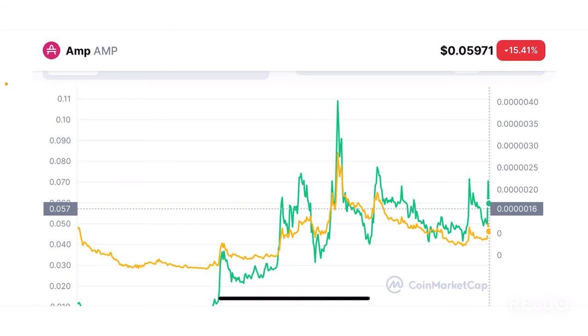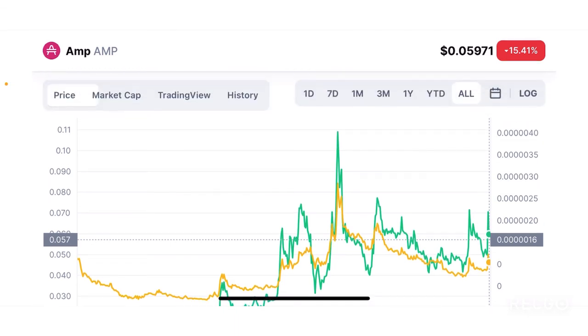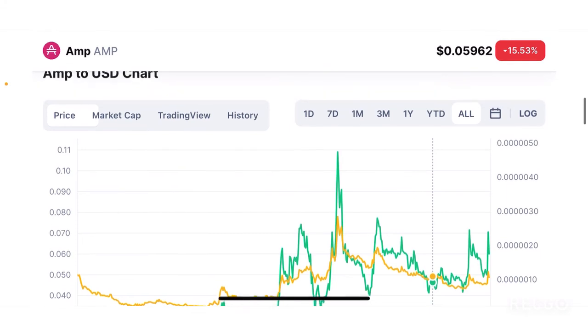But if you're trying to buy this token at this price point, you're pretty much still buying it far from its previous all-time highs, which means there's a high chance that this token can easily pump if you buy it right now, right? But that's just my thoughts, and you need to do your own research for that, right?